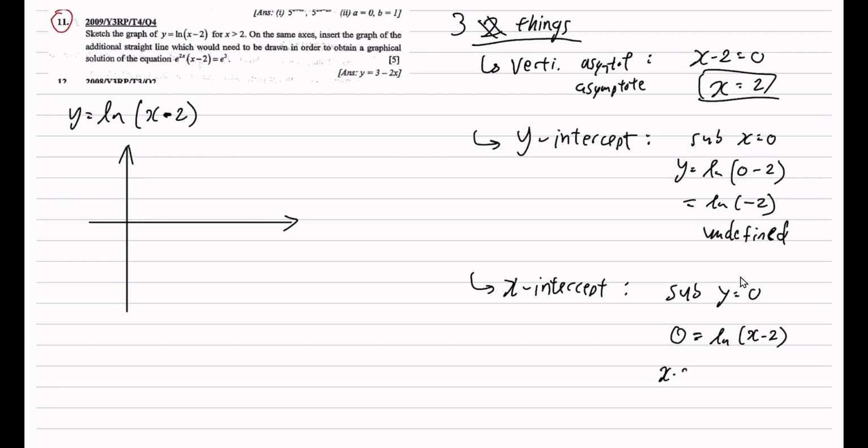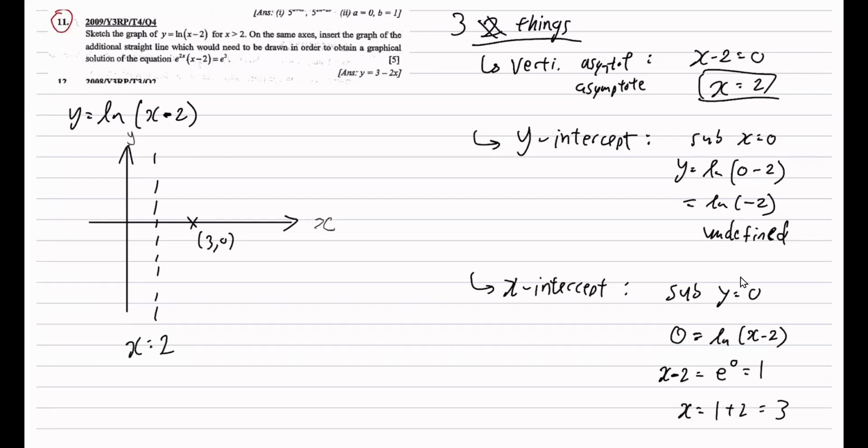Solving, you get x minus 2 equals e power 0, which is 1. Do you get how I got a 1? Anything to the power of 0 is 1. In this case, it's e. Ln is log base e. You bring the base e over, you get e power 0. Then you get x equals 1 plus 2, which is 3. So you intersect at (3, 0), and you have a vertical asymptote x equals 2.